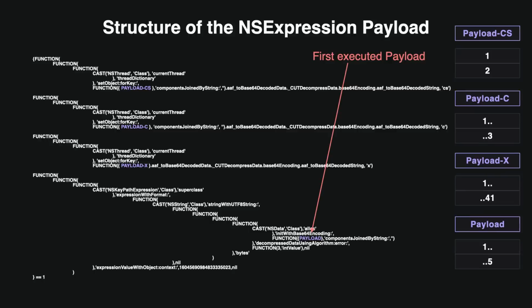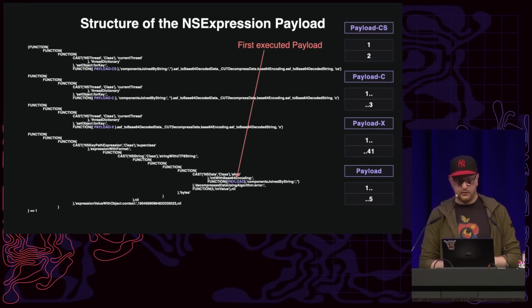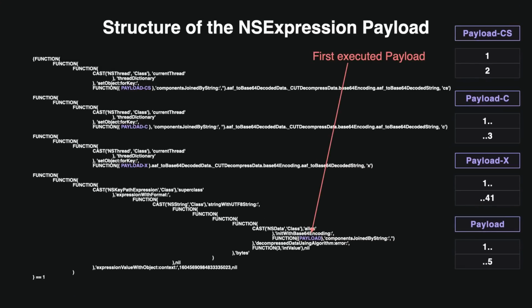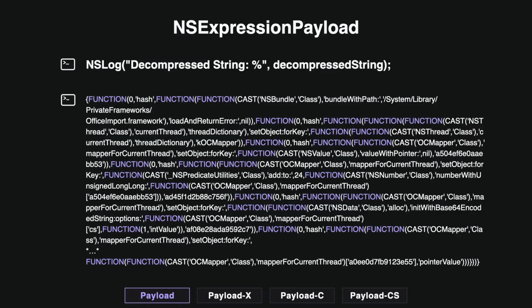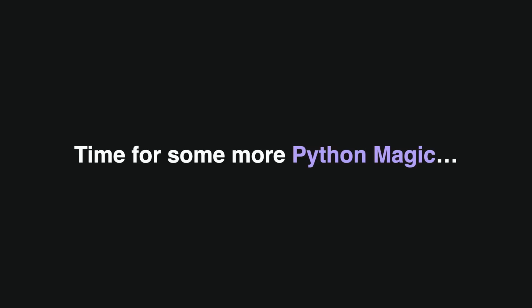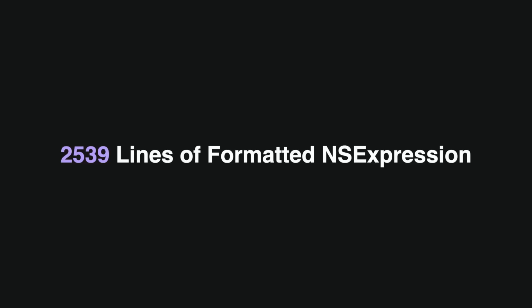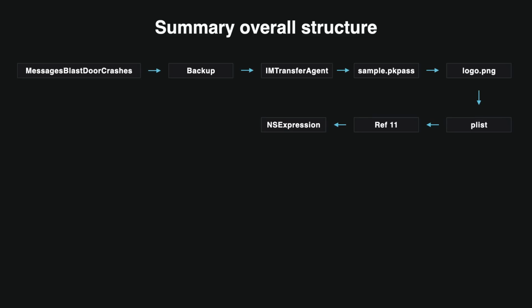So this NS expression had 4 different payloads: payload CS, payload C, payload X, and a normal payload. This is how it looks. And at the time, I had to do some Python magic in order to get it formatted a little bit more easily. Then it looks like this. But still, this was 2,539 lines of NS expression. So it took me quite a while in order to figure out what was going on here.